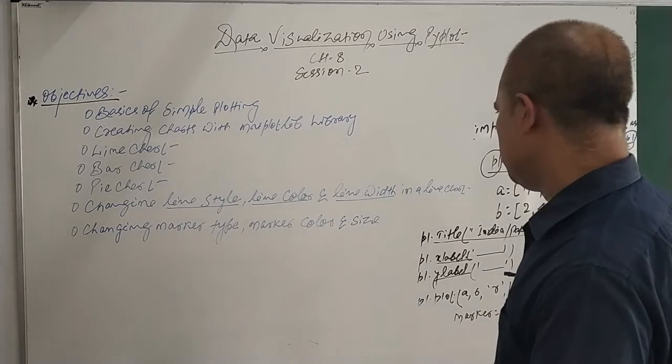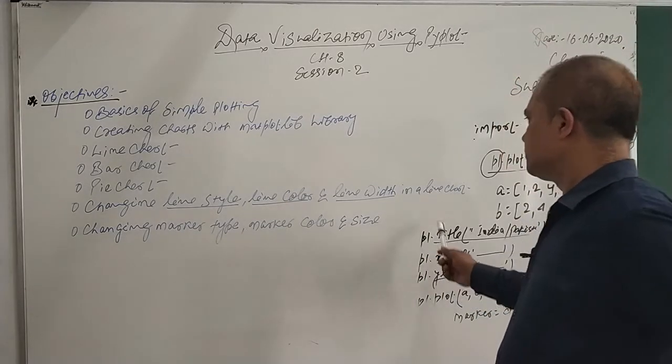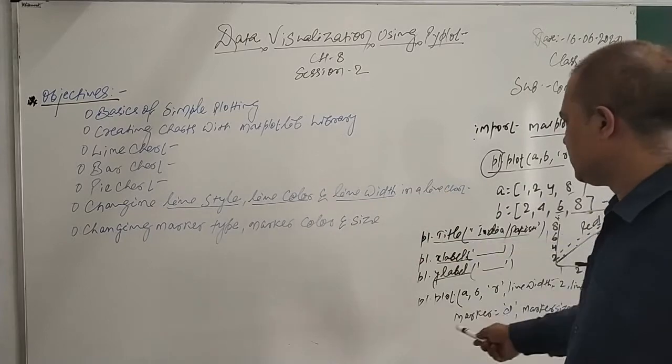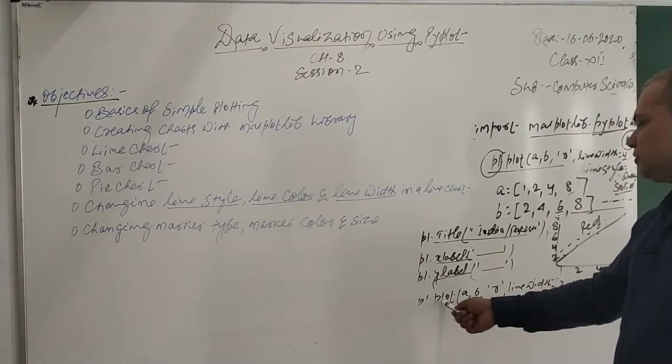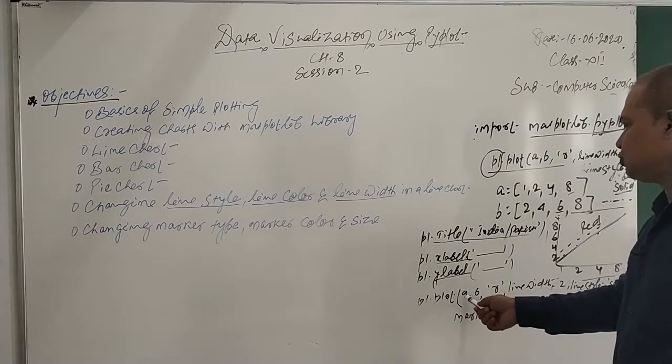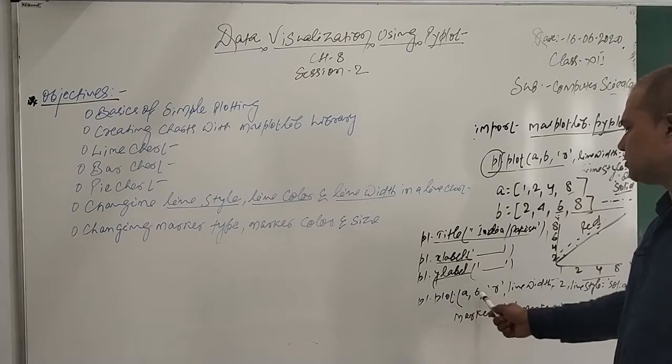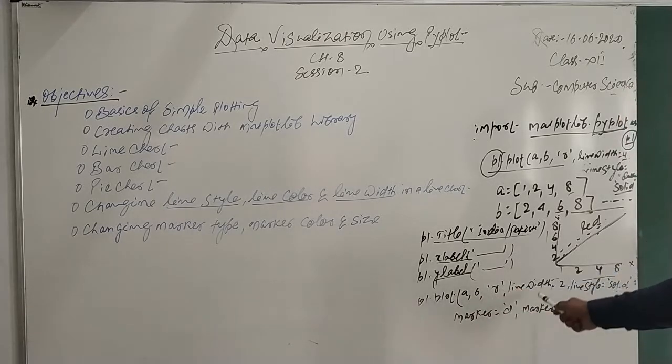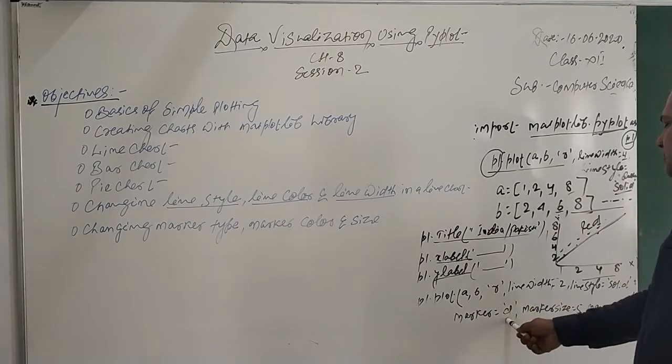Now just again, to change the different things in the line chart, you can use the plot method. Here A, B is the data range, the x-axis data, y-axis data, R is the color of the line, line width is the thickness of the line, style is the style of the line, solid or dash or solid and dash and dot. Like marker, you can mention the D and it will give you a kind of marker.